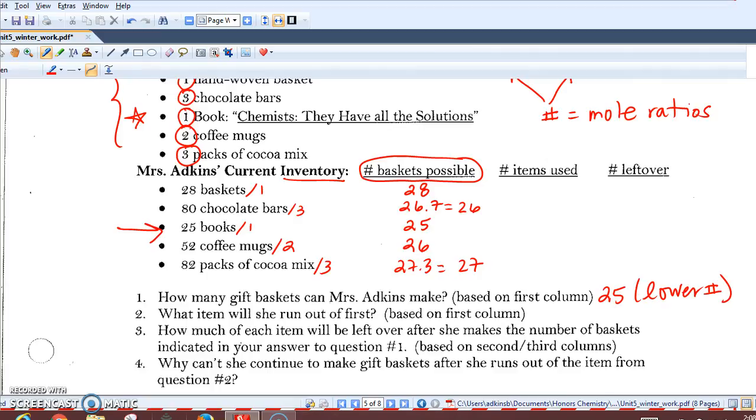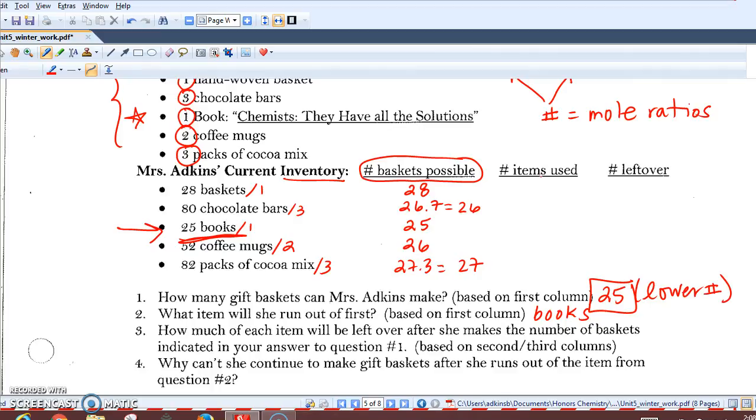So then the second question says, well, what item will I run out of first? And if you notice, we can only make 25. After that point, if we try to make this 26th basket, we're not going to have a book to put into it, right? So the item that we run out of is the books. And then it says how much of each item will be left over after she makes the number of baskets indicated in your answer to number 1. So let's think about how we can do this column.